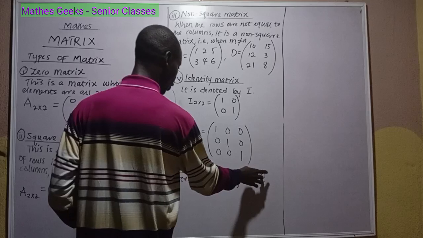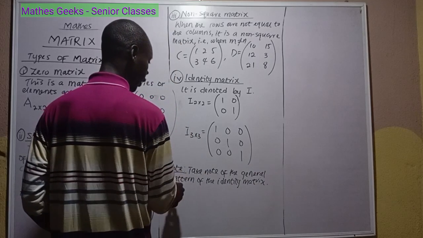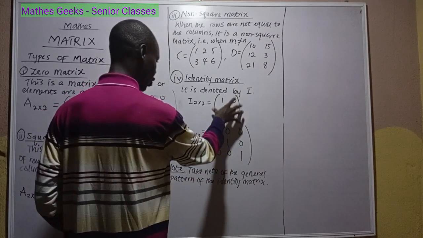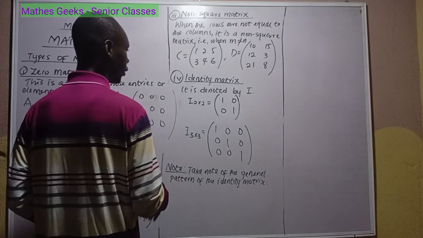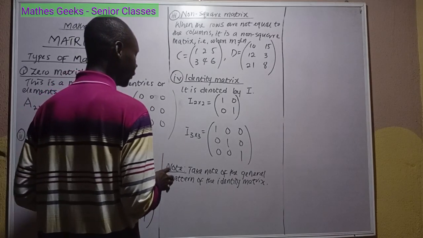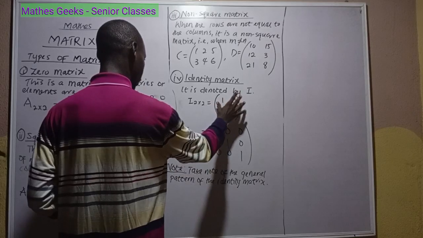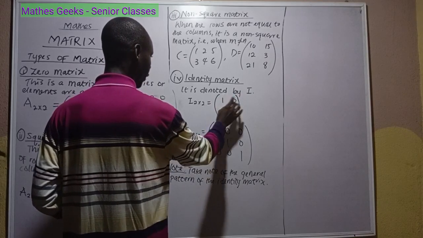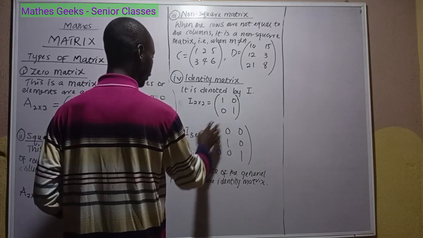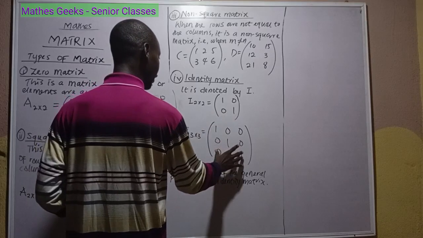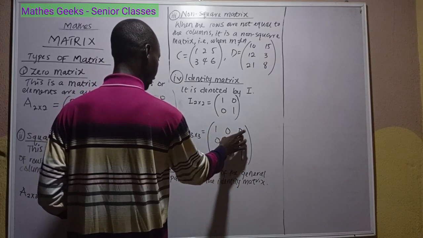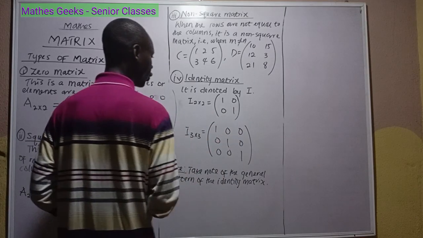Take note of the general pattern or order of the identity matrix. This is the general pattern. Don't interchange it. Identity matrices are always in this form. The 2 by 2 is in this general pattern: 1 comes first, then 0, 0, 1. The 3 by 3 matrix is always in this order: 1, 0, 0, 0, 1, 0. So you don't change it.